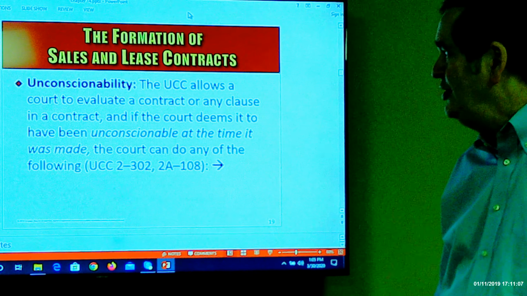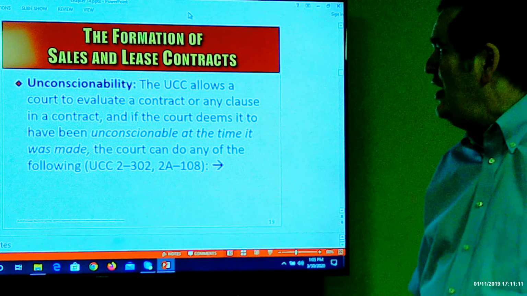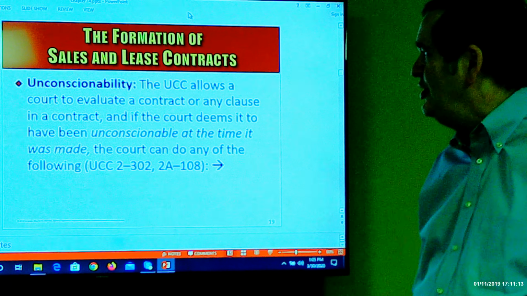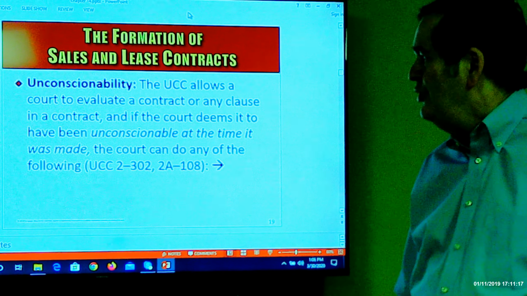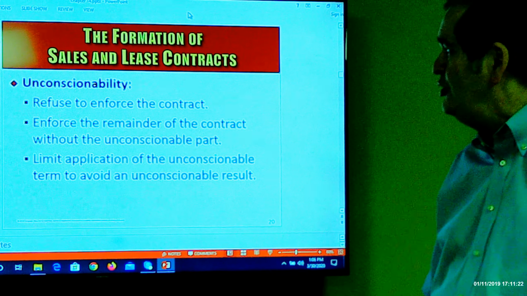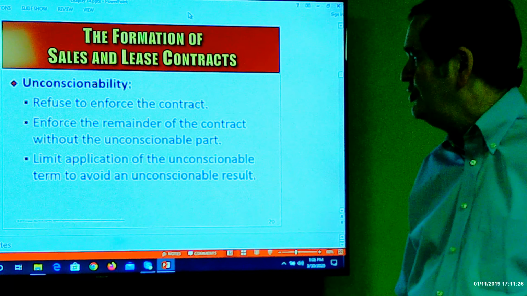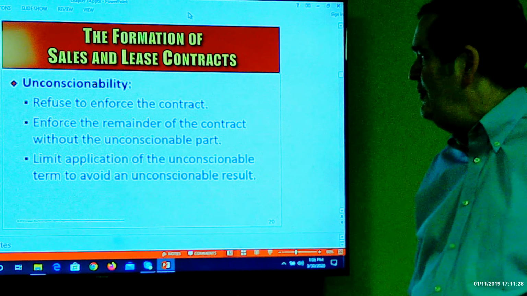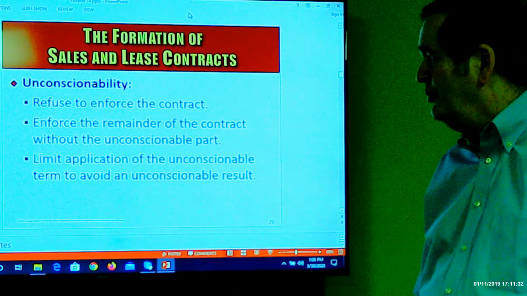The UCC has an unconscionability provision. A court can evaluate a contract or any clause in the contract, and if it deems it unconscionable at the time it was made, the court can take certain actions. Those actions are refuse to enforce the contract, enforce the remainder of the contract without the unconscionable part, or limit application of the unconscionable term to avoid an unconscionable result.